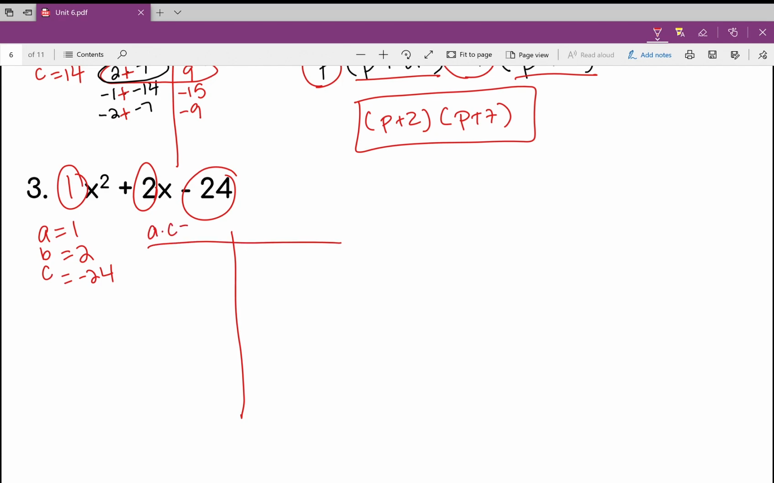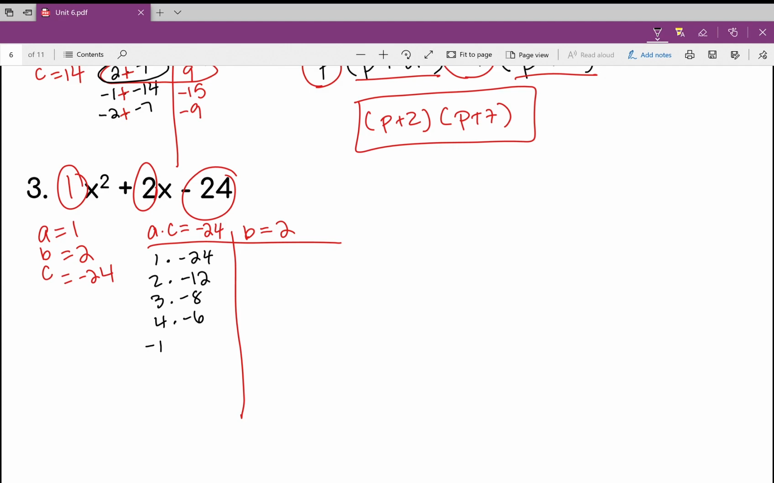A times C is equal to 1 times negative 24, which is negative 24. And B is equal to 2. So I need to find all the numbers that multiply to negative 24. So I have 1 times negative 24. I have 2 times negative 12. I have 3 times negative 8. 4 times negative 6. And then I can switch the negatives.